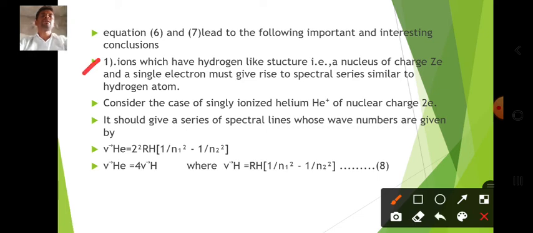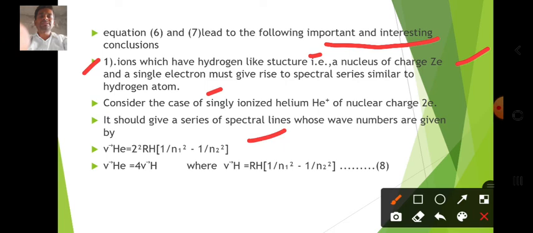First, the following important, interesting conclusion: ions which have hydrogen-like structure, that is, a nucleus of charge Ze and a single electron, must give rise to a spectral series similar to the hydrogen atom. Consider the case of singly ionized helium, nucleus charge 2e. It should give a series of spectral lines whose wave numbers are given by this expression.